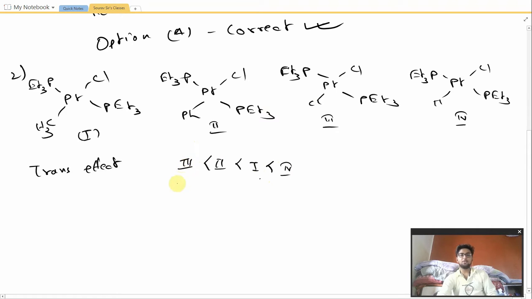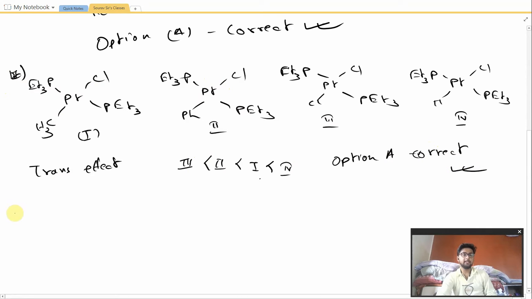In the options, you can see that option A is the trend which I have just drawn. I'm sorry, this is question number 17. So option A is the correct option over there.